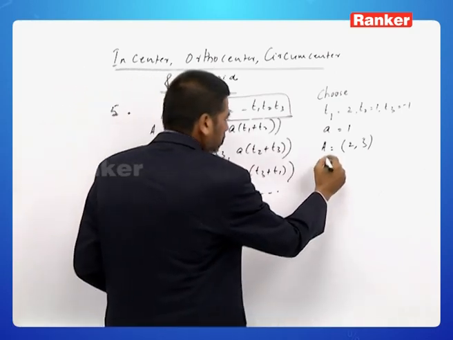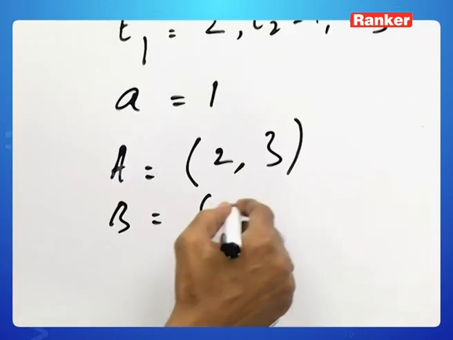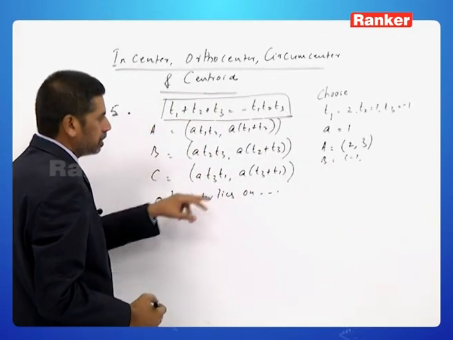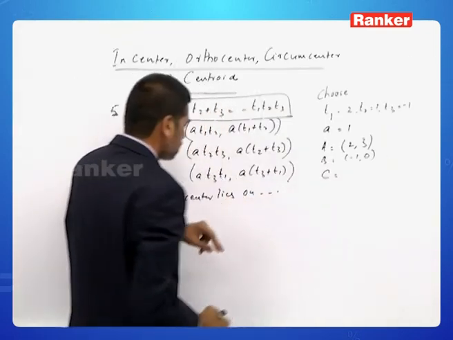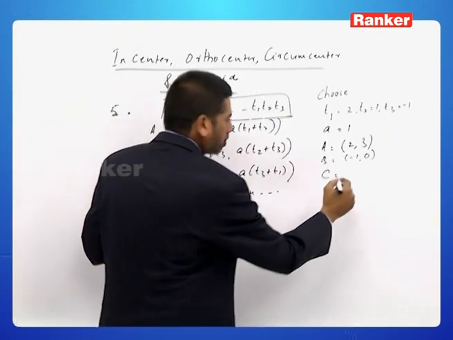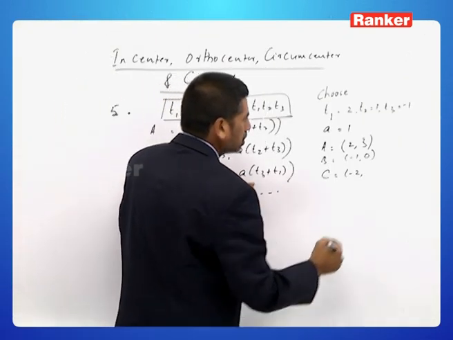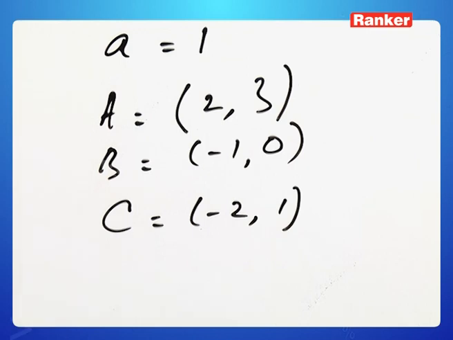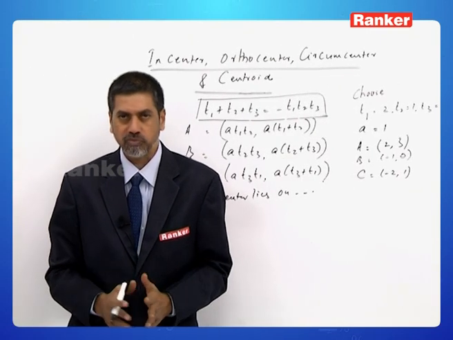Then B, T2 into T3, that's minus 1, and then T2 plus T3 is 0. And C, T3 T1 is minus 2, and T3 plus T1 is 1. So we got a slightly simplified particular case of this problem.